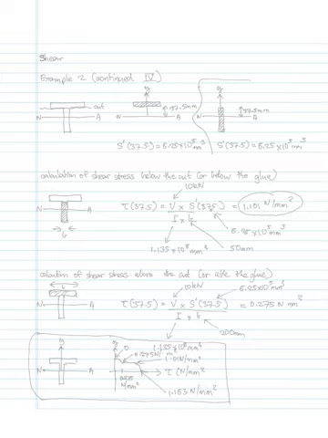So shear example 2, continued. We have this section here, and then we worked out the neutral axis was here. We want to calculate the stress at the interface.